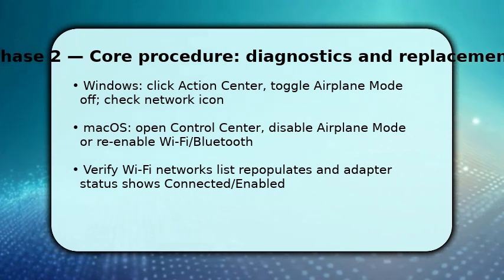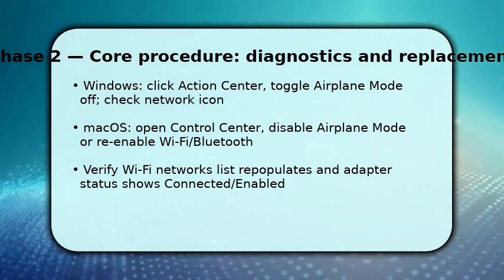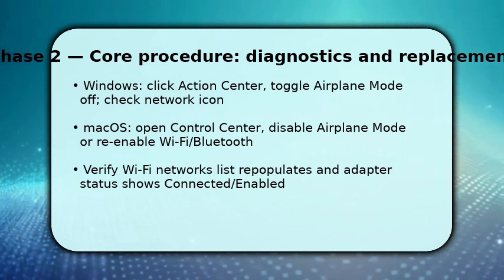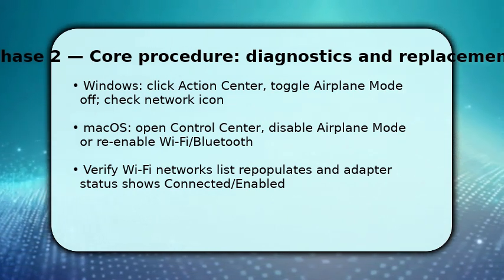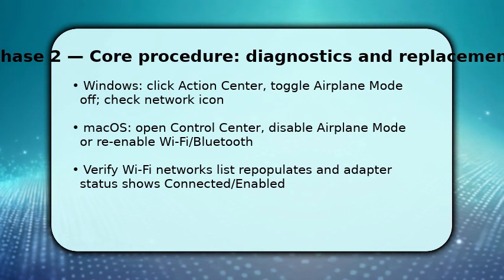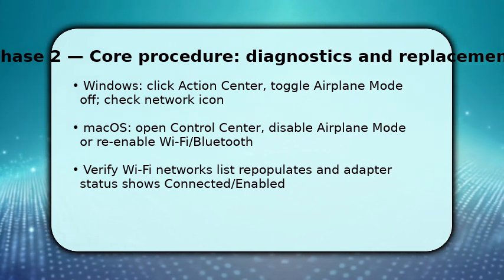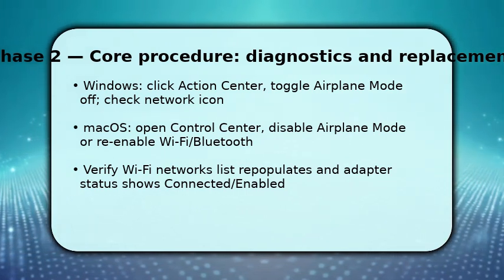Once the radios are back, scan available networks and pick yours. Make sure to wait a few seconds for DHCP and authentication. If you have saved networks, the system should reconnect automatically without extra steps.